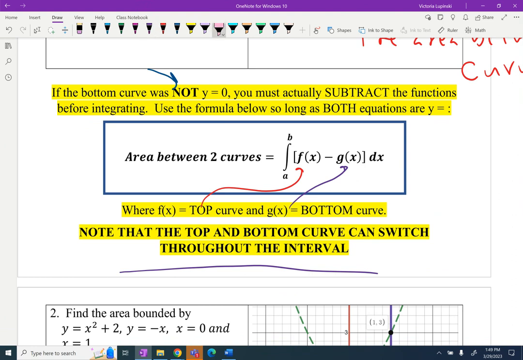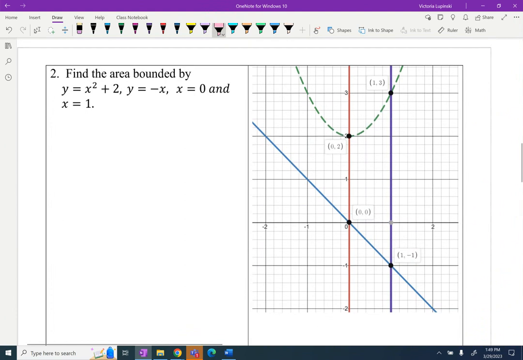So again, this is the formula for the area between two curves. This is from the starting x to the ending x. The f is the top curve, the g is the bottom curve. Again, if you have the graph in front of you, which I've made for you, this is actually very simple. So let's try another one. Go ahead and turn to number 2.